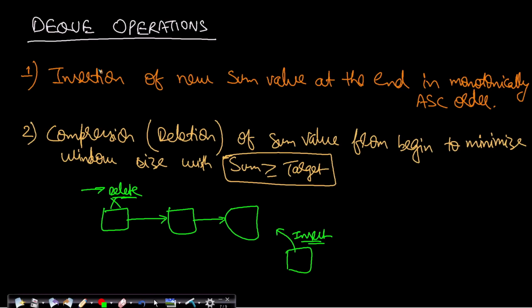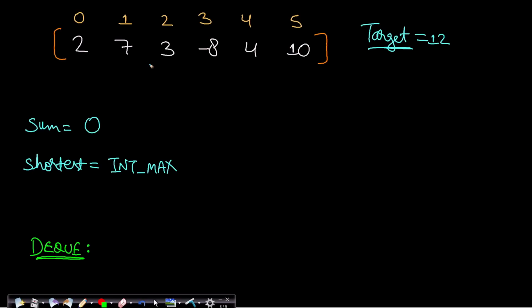Now what are the DQ operations which we will be doing? Insertion of the new sum value at the end to maintain a monotonically increasing curve as we keep on parsing the array. And the second thing is, whenever we find a window with a sum value greater than or equal to target, then try to pop out the elements from the left side in order to compress, in order to minimize the window size. These were the two requirements, and they can be supported by your DQ. So let us look at a dry run about how we will actually solve it.